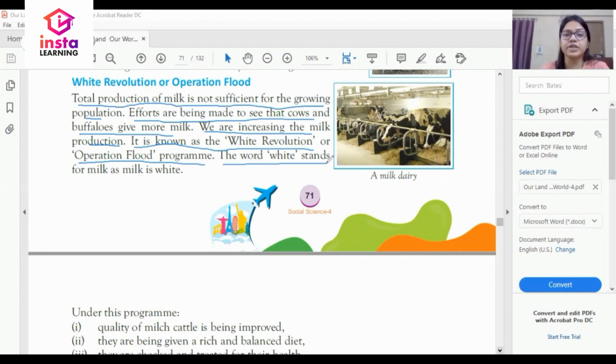The word white stands for milk as milk is white.